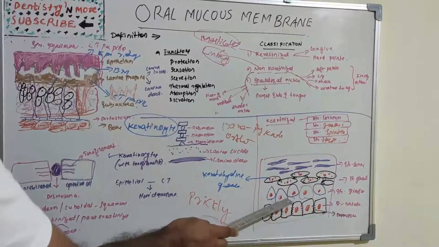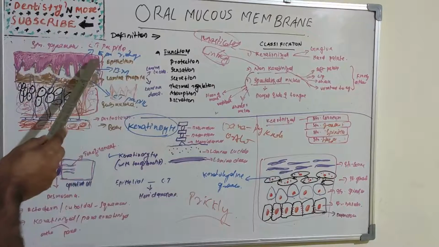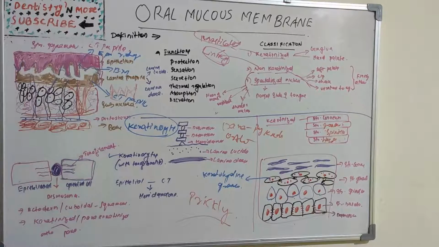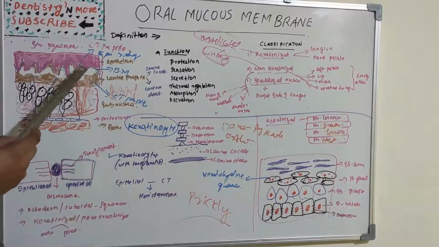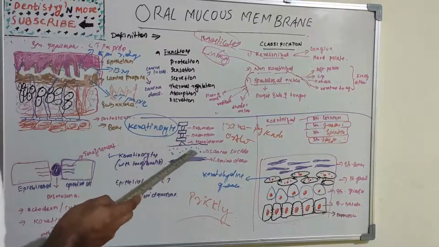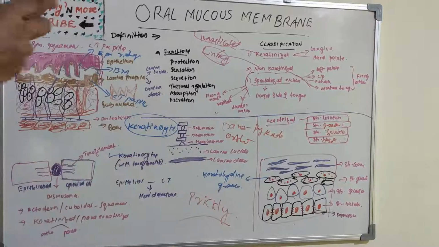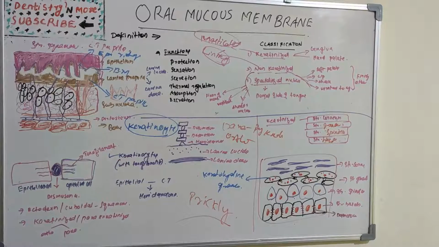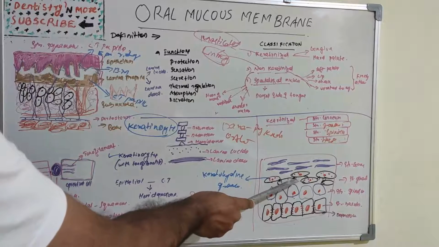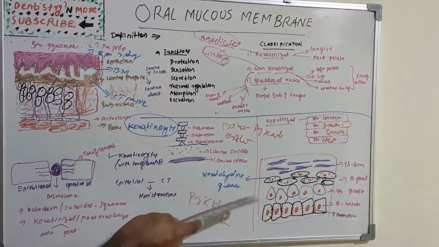So stratum basale, stratum spinosum, stratum granulosum, and stratum corneum. So this pink is elaborated here. The stratum basale is attached to the connective tissue by hemidesmosomes, and the rest of the cells are attached by desmosomes. Keratohyalin granules are present in stratum granulosum. That is why it got that peculiar name, because of these hyalin granules.